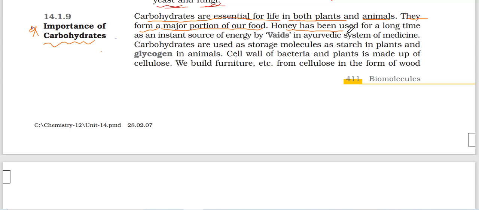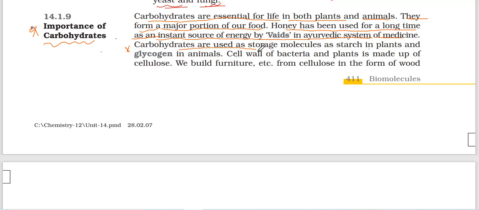Honey has been used for a long time as an instant source of energy by Vaids in the Ayurvedic system of medicine. You may find that in the Ayurvedic system generally they will provide you some powders. So they used to tell you to mix this powder in honey and take it. Okay? In Ayurveda, so many years back they found it is very useful to our body. So they were using it.